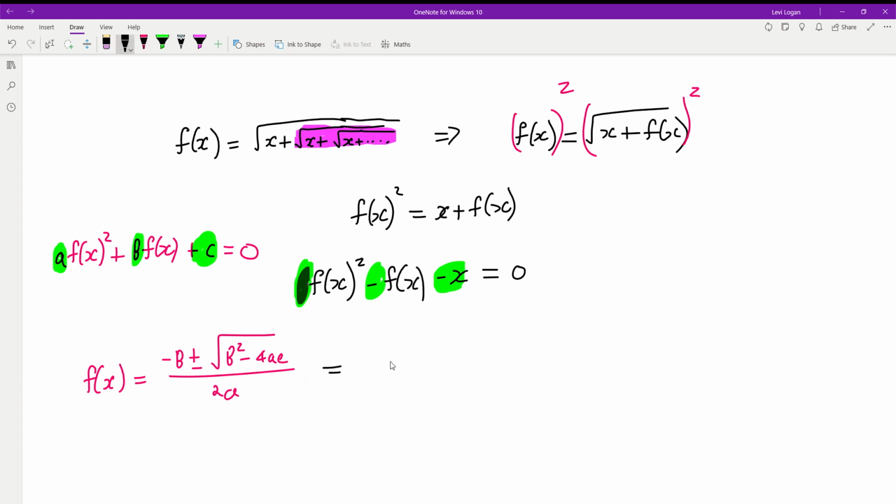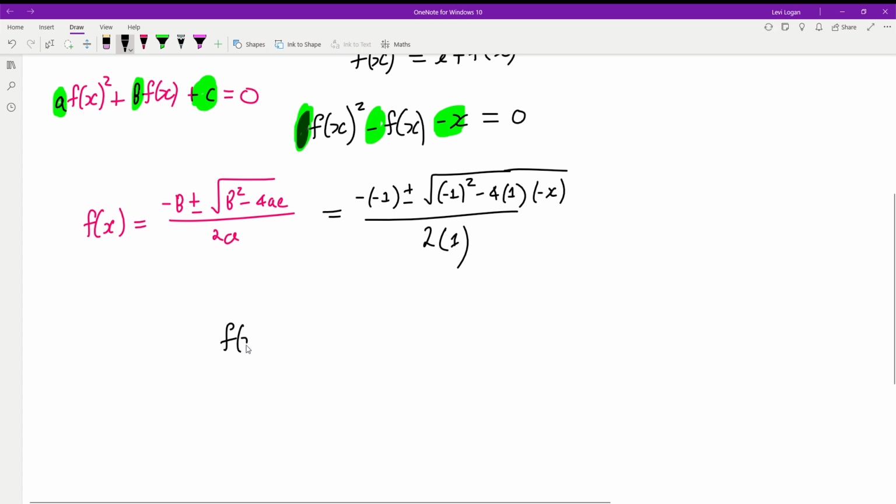So we'll have negative b, which is negative 1. So you have negative of negative 1 plus or minus the square root of negative 1 all squared minus 4 times a, which is 1, times c, which is negative x. So put in negative x as well, all under this square root. Then put over 2 times a, which is 1. So what this means is f of x is equal to 1 plus or minus the square root of 1 plus 4x all over 2. Sorry, nearly forgot that.